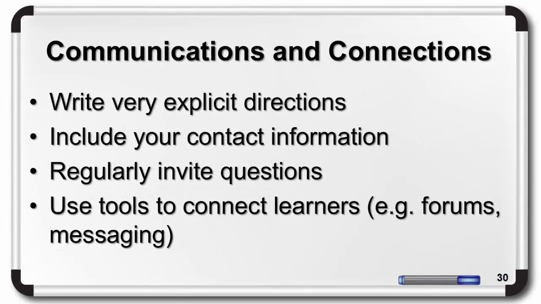Because the instructor is not immediately available for explanations or answers, it can be very easy for online learners to get lost if directions are not easily found and explicit in the course site. This means that all activities and assignments must be clearly defined to minimize confusion and frustration. To further reduce frustrations and help learners feel supported and connected, you should also include contact information, regularly invite questions, and use tools like forums and messaging to connect learners.